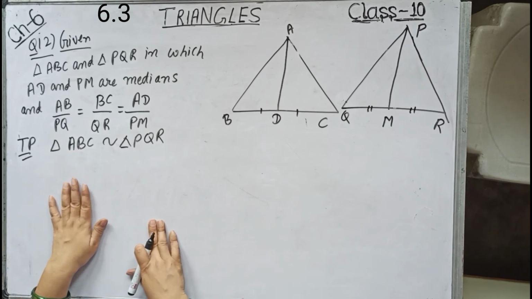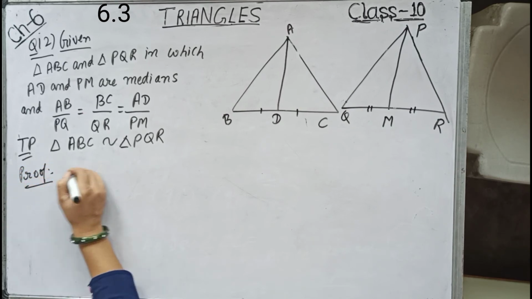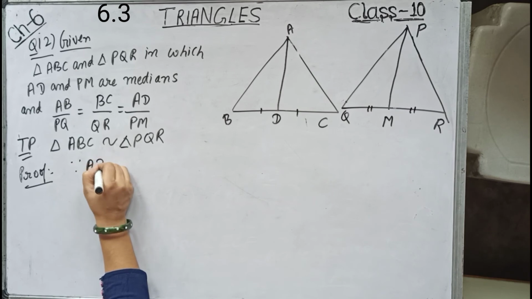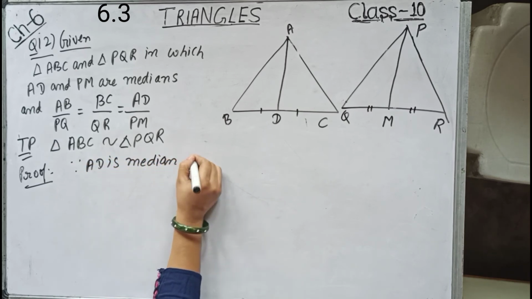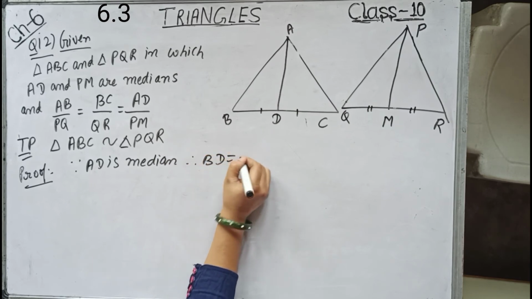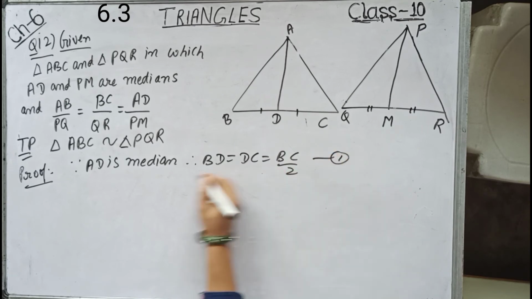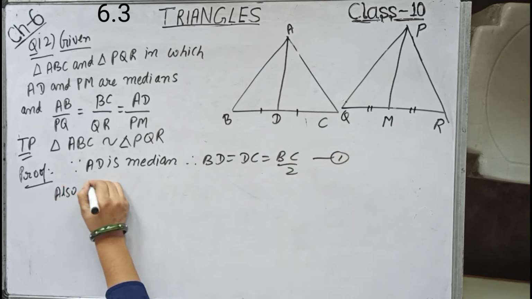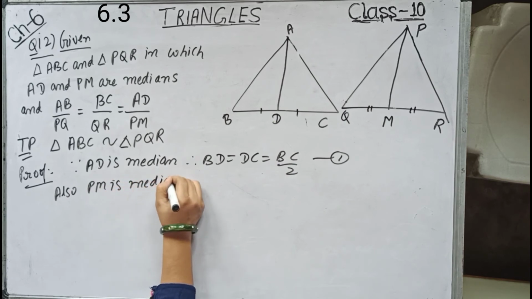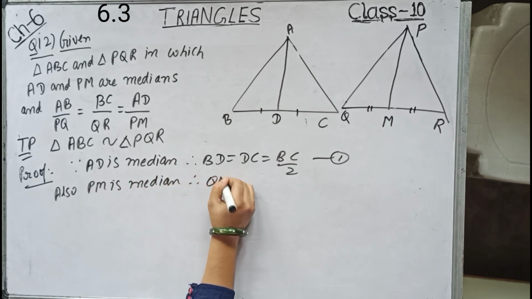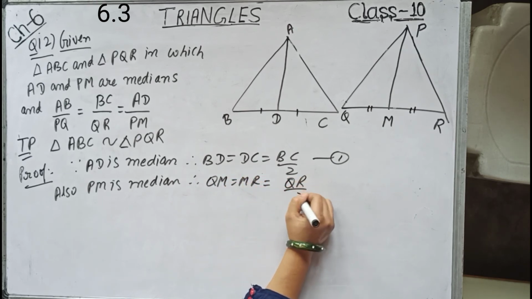So let us proceed. In the proof part, since AD is median, therefore BD equals DC equals BC by 2. Also PM is median, therefore QM equals MR equals QR by 2.